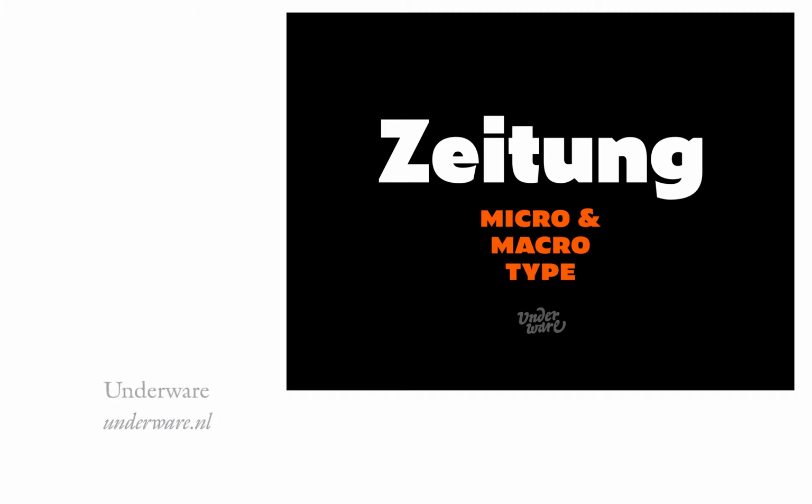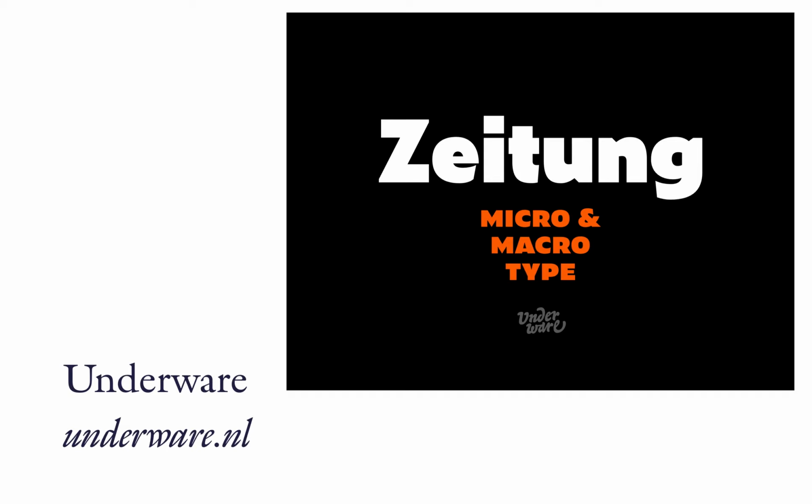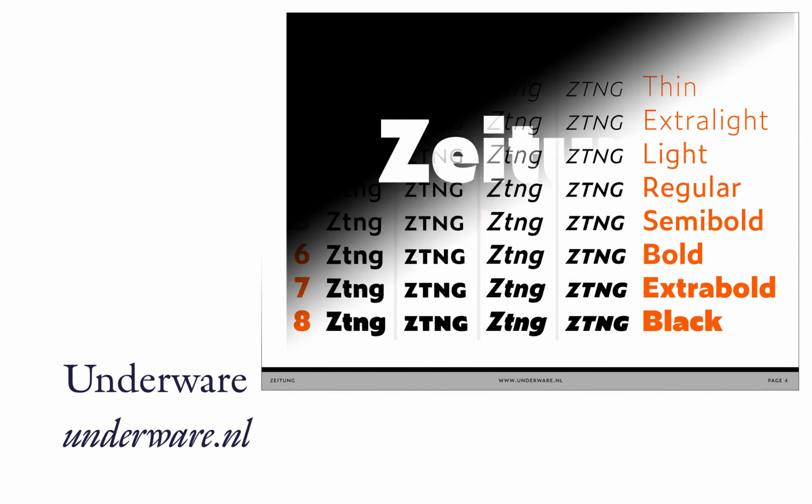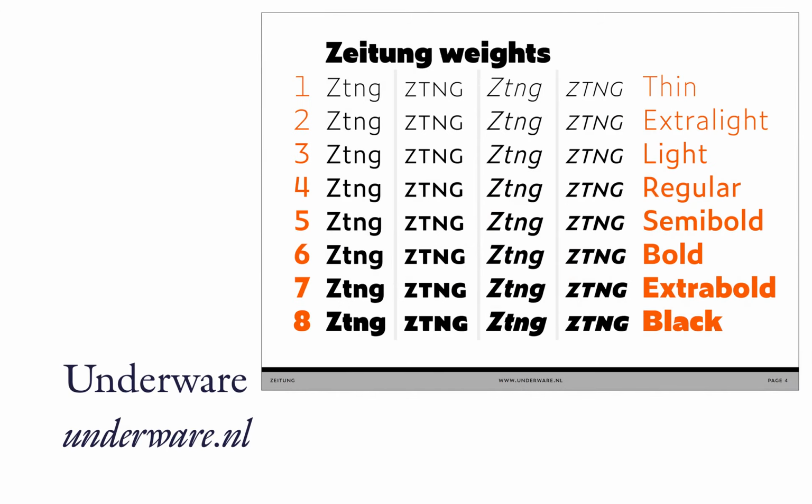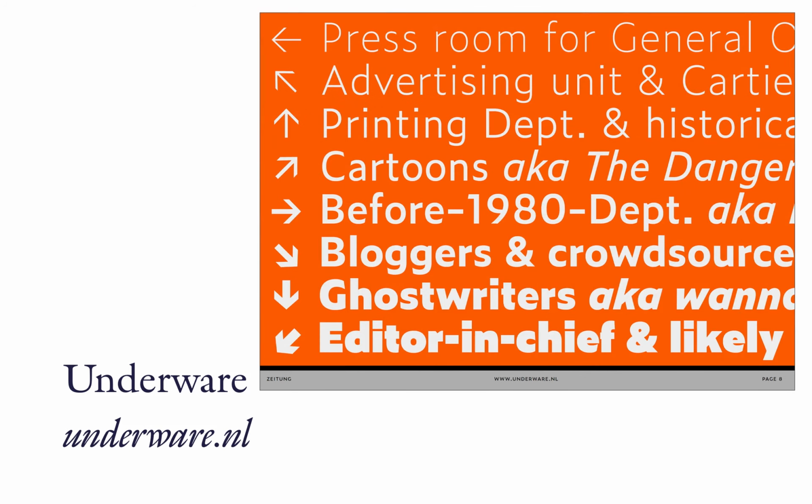Last but not least, a type specimen from the legendary Dutch Underware team. Although Zeitung is a big family, they found a nice way to show weights, italics, and small caps on a single page. I encourage you to check your favorite foundry specimens to see what you like most and what you don't like. Even though there are some kind of rules you should follow, it's your very own font marketing small print and should have a unique style in the best case and include the information you find most appropriate.